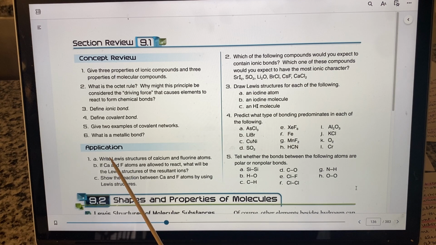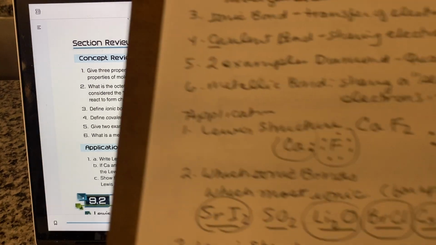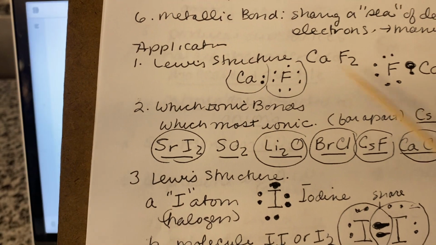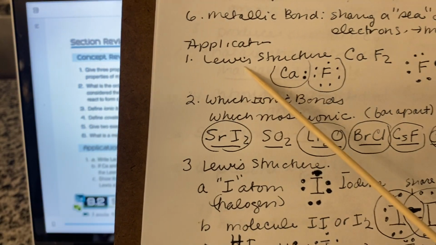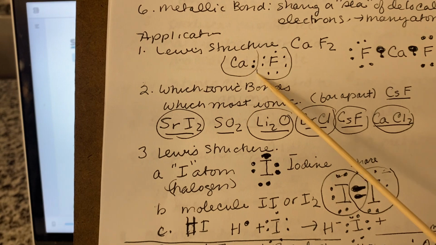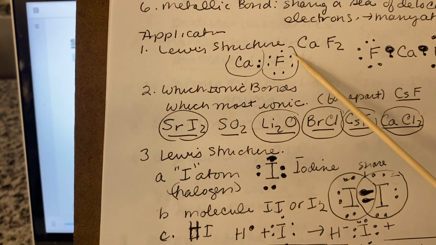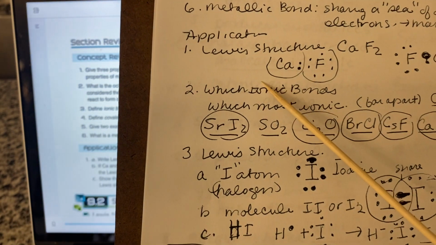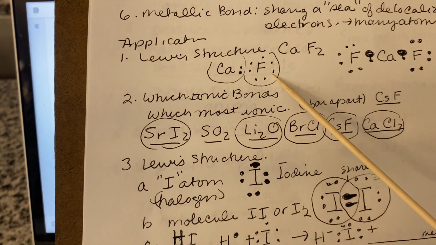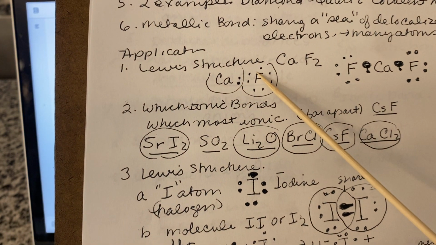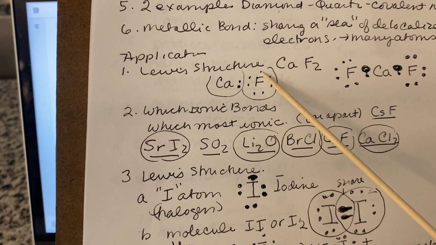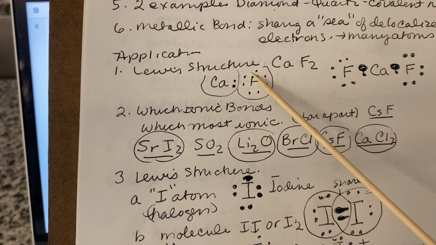So let's go on to write the Lewis structures of calcium and fluorine atoms. If calcium and fluorine atoms are allowed to react, what would be the Lewis structures of the resulting ions? You have to write them, so I'm going to show you how I did it. Okay, see if you got here. So we have the Lewis structure here. Calcium has 2, and the fluorine, if you looked at it before, would have 1, 2, 3, 4, 5, 6, 7. See, there's a 7. So these haven't combined yet. This one has 7. It needs 1 more there, doesn't it?